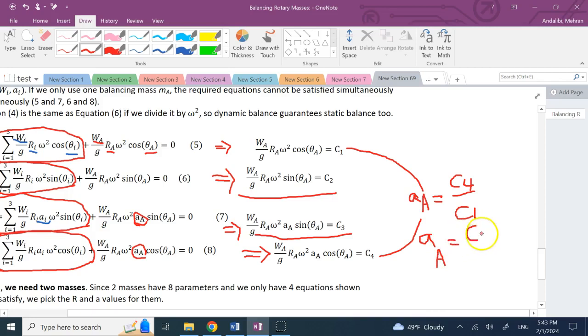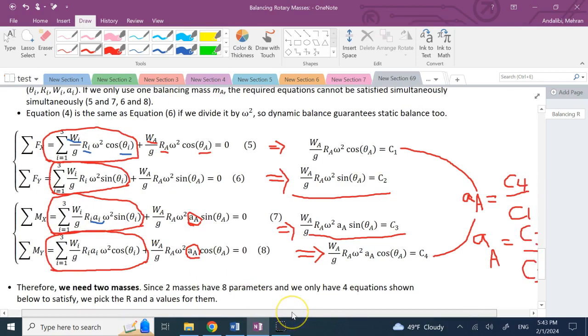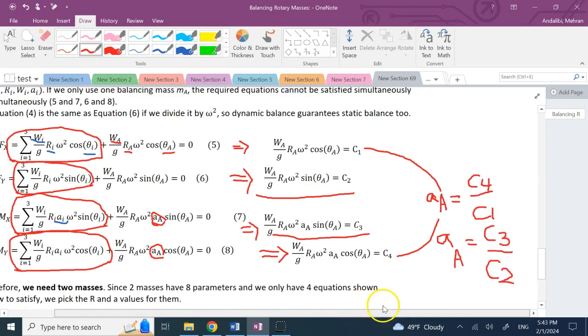Now, which one? You see, I get two different solutions for AA, and these two are not necessarily equal. These two ratios are not equal. They are not related to each other. I can easily pick my A's, R's, Omegas, thetas and M's or W's so that these ratios are not equal. So you see, I get two different solutions, and that cannot be.